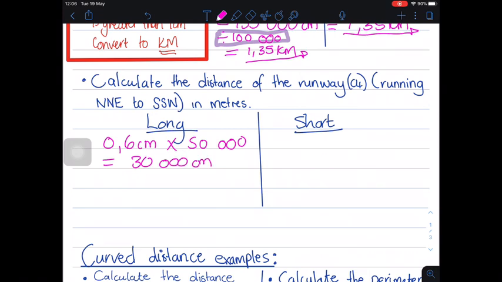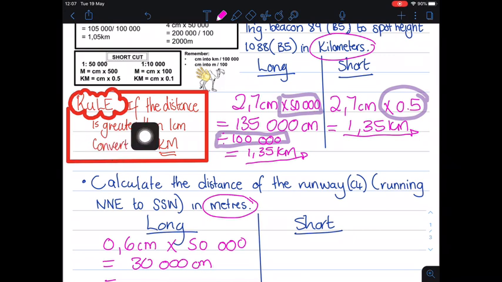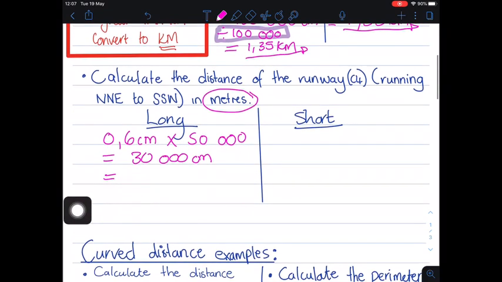Obviously, we want to give this in a more realistic unit because it would be quite strange to explain to a pilot that he needs to account for a 30,000 centimeter runway. And so we need to divide now. But because we're using meters in this example, the rule says that if you are dividing into meters, you have to say divide by 100 because there's 100 centimeters in 1 meter. So I'm taking my full answer, dividing that by 100, and I will get my answer then in meters, which is 300 meters. So the runway is 300 meters long.